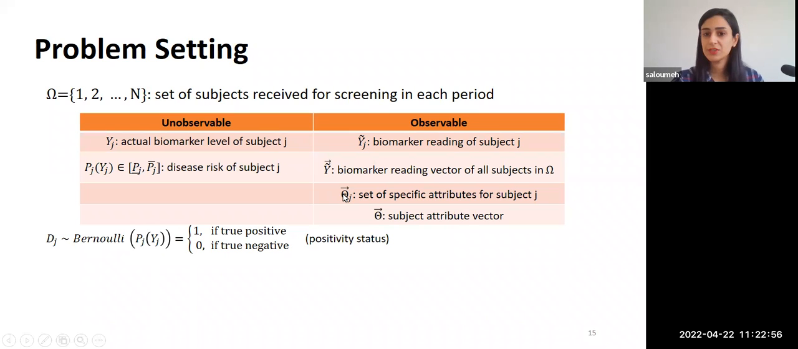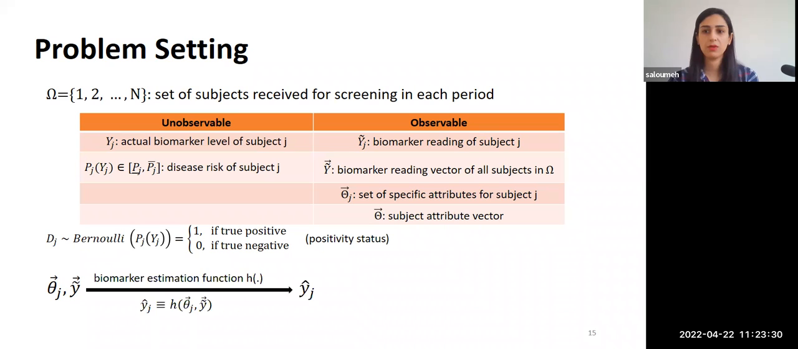And then we have theta J. It's a set of specific attributes for subject J, such as birth weight, gender, race, and other things. And then we have a theta vector, that's the subject attribute vector. And DJ, the positivity status of subject J, follows a Bernoulli distribution with probability PJ, YJ. So to summarize, every day you have a vector of all IRT values of all newborns in that day, and you know the vector of all the attributes of all the newborns.